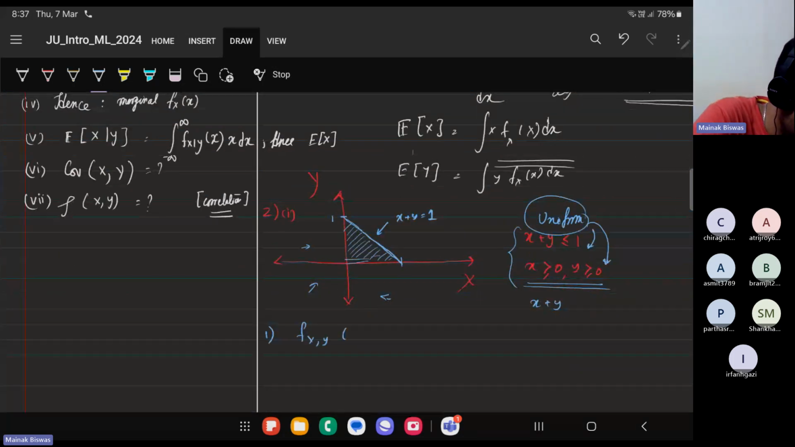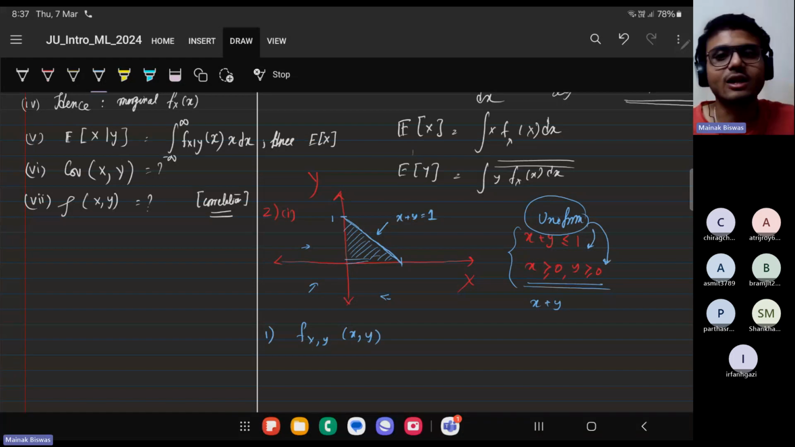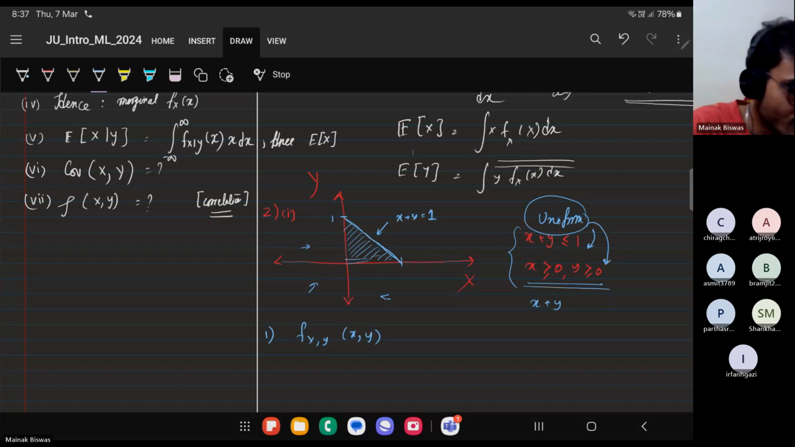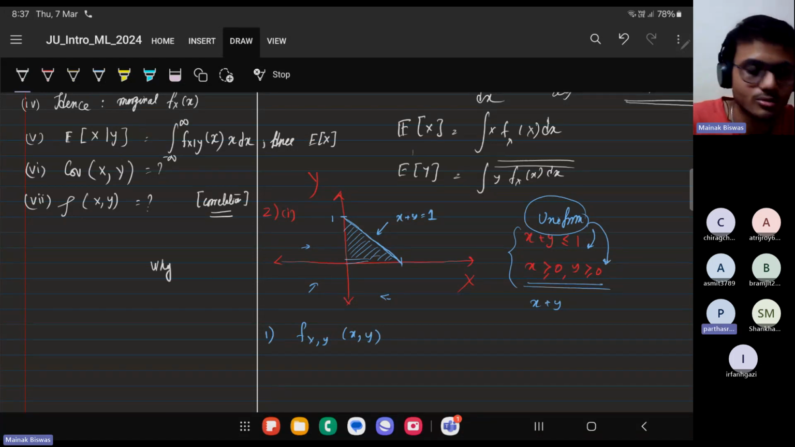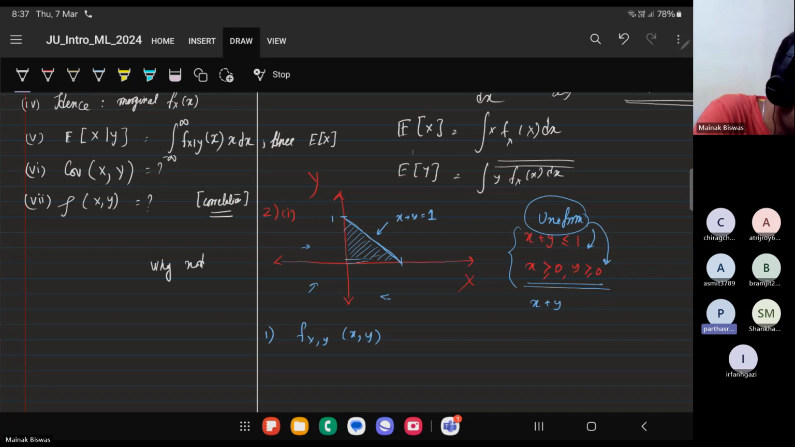Now you see they cannot be independent. Why can they not be independent? Can anyone tell me? Like the intuition at least, because you are asking for independence. Because y is dependent on x by that equation. X is dependent on y, very good. So y is dependent on x by this equation itself. So they are not independent. This is the answer. Good, very good.